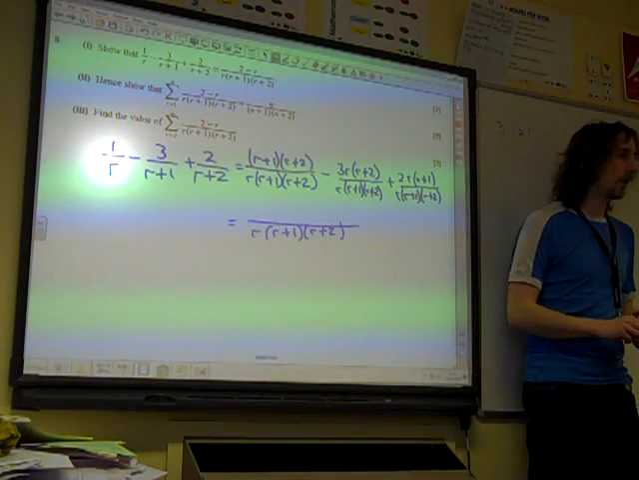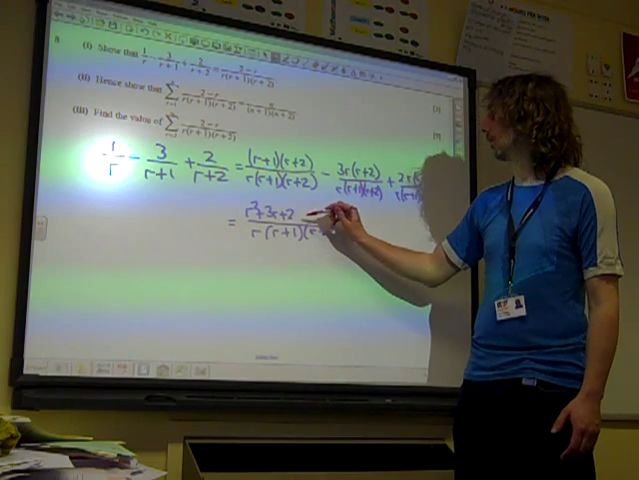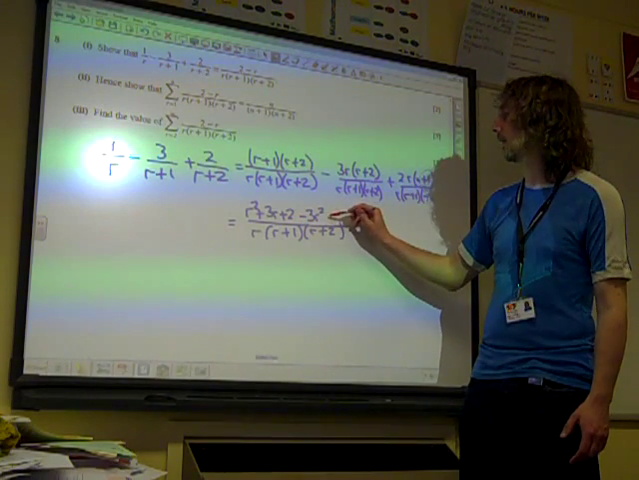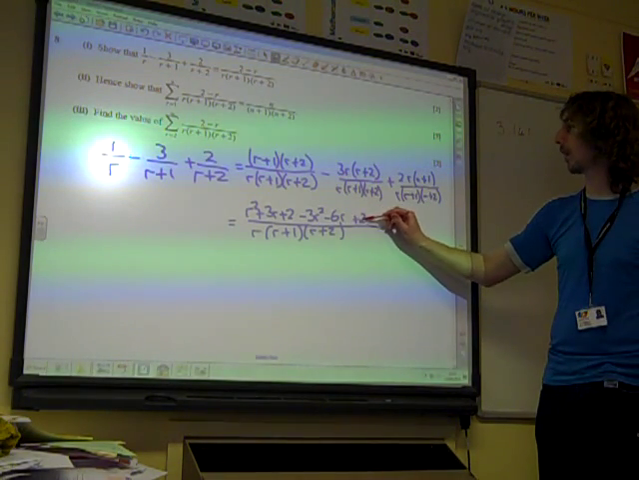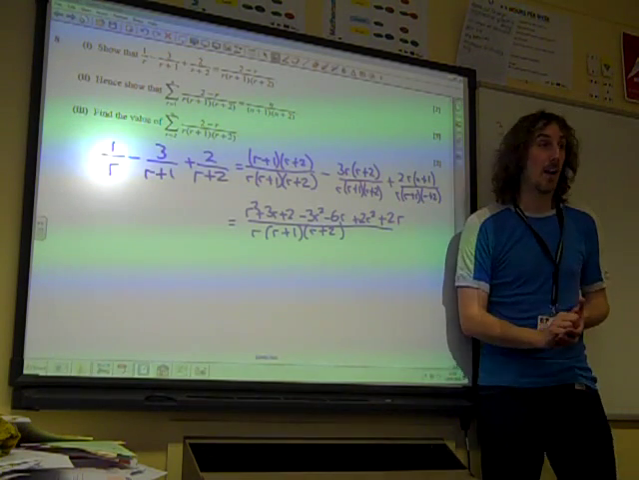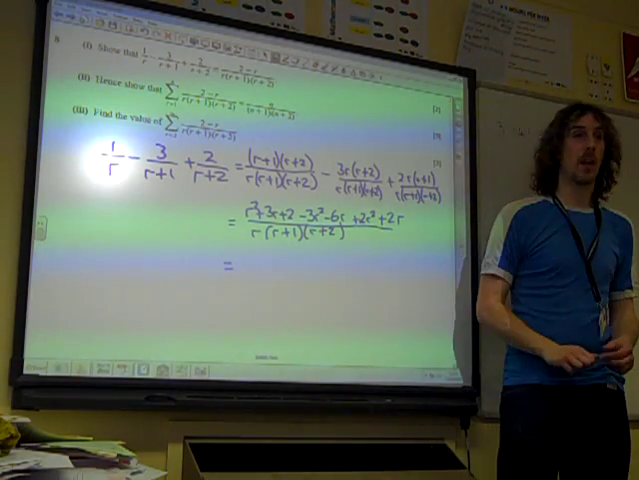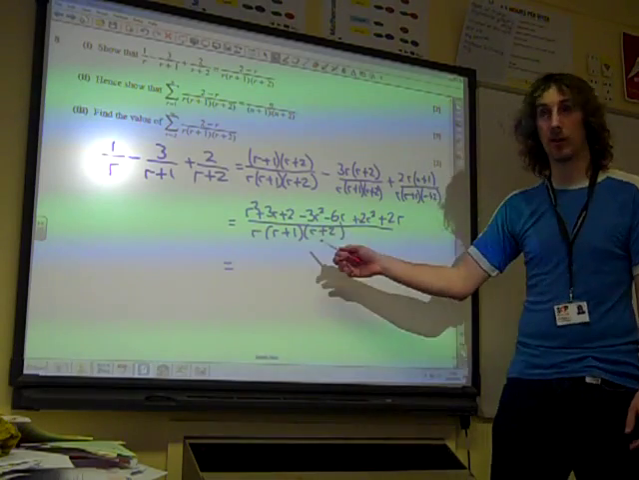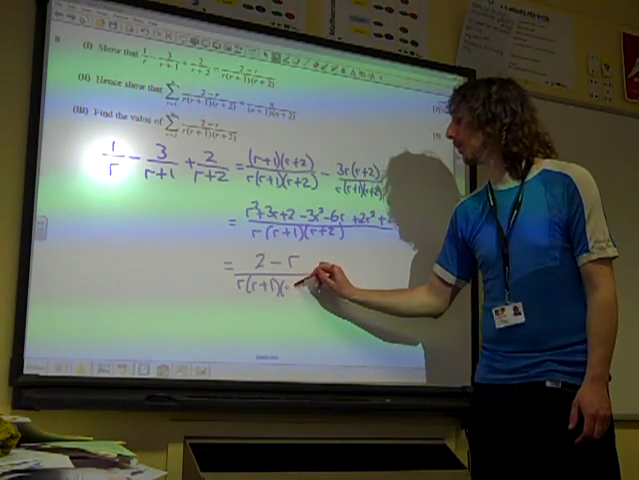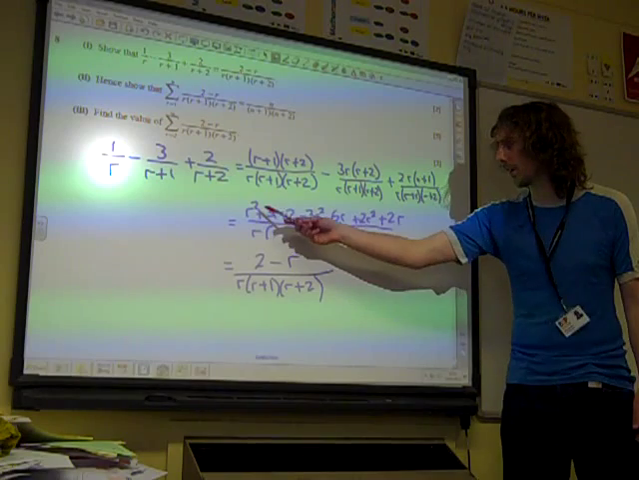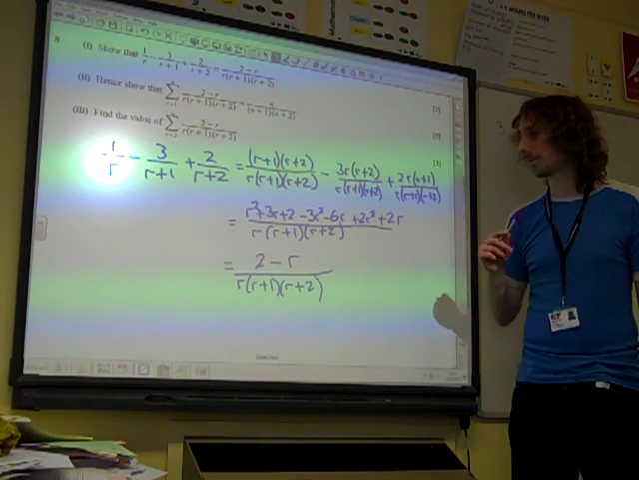Put it all over a common denominator and tidy it all up, and we've got r squared plus 3r plus 2 minus 3r squared minus 6r, and then we've got a plus 2r squared and a plus 2r. And at this point you can employ the James method, because you've shown enough there to be convincing, and even if you can't be bothered to check it, you could just write it's 2 minus r over r plus 1, r plus 2. That is right, isn't it? Because the r squared terms cancel out. We're left with a minus r and a plus 2.